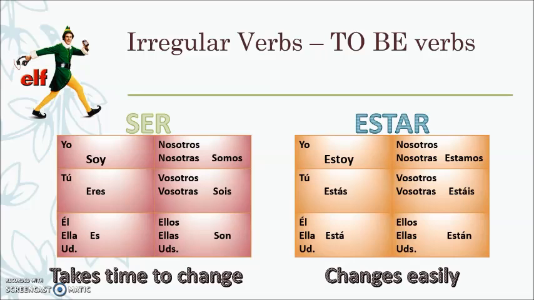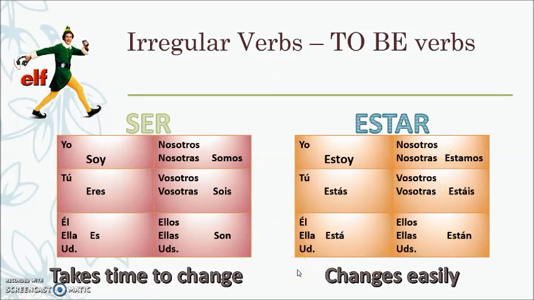And then for estar, it is pretty similar to AR conjugation endings, except it has these little accent marks here. And then for the yo form, it ends in oy instead of just o. So for ser, it's soy, eres, es, somos, sois, and son. And for estar, it is estoy, estás, está, estamos, estáis, están.